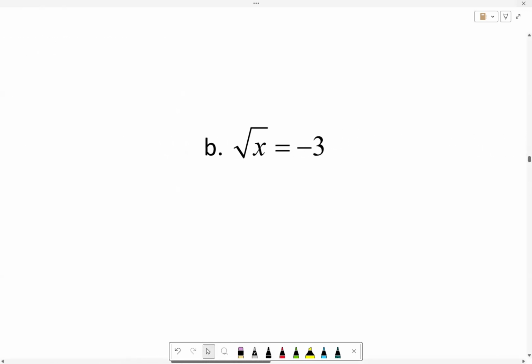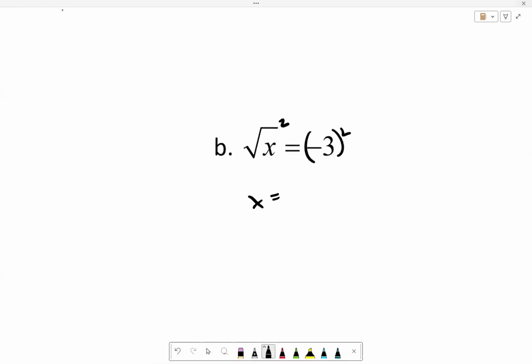Okay, so we go here to do the same thing. We square both sides. And we get that x equals 9. The thing is, is that true? Is it true that the square root of 9 is equal to -3? It is not true.